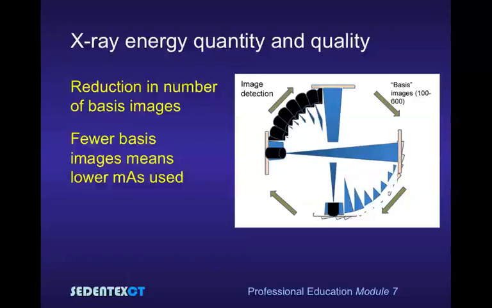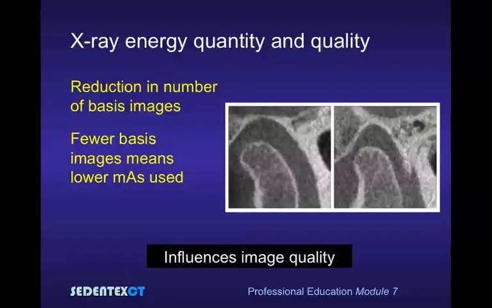Changing the number of basis images, as I said, will alter the exposure time used, and this means that if we use fewer basis images, we will use a lower MAS and reduce the overall dose to the patient. This will influence the image quality.